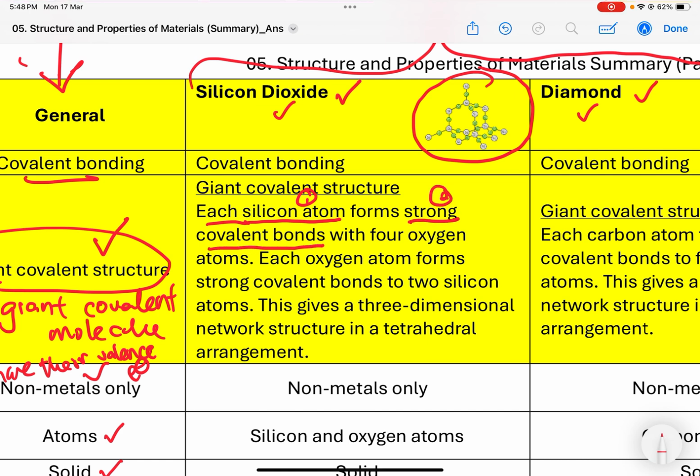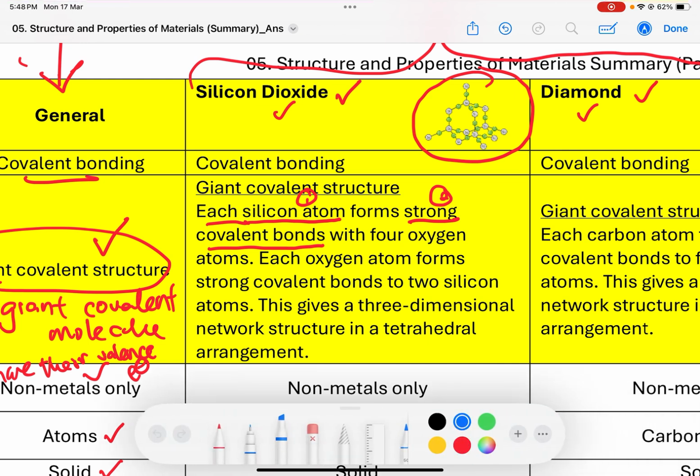Let me use a blue highlighter. Each silicon atom, in blue, is bonded to 4 oxygen atoms. Where are the oxygen atoms? Let me use a different color to show you. Let's use green. These are the oxygen atoms. You realize that each blue silicon is bonded to 4 oxygen atoms.